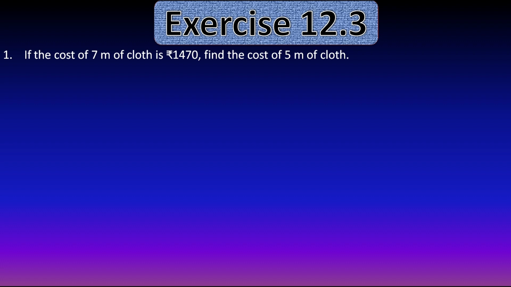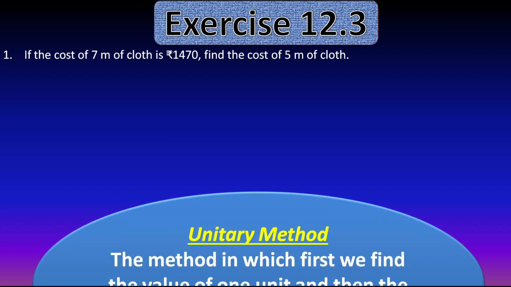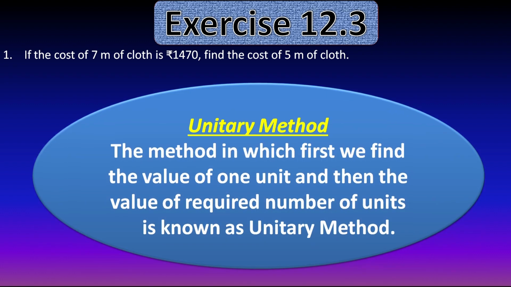Okay. So this type of method is called as unitary method. Here we are going to use the method known as unitary method. The method in which first we find the value of 1 unit. Just as I told you, we have to find the cost of 1 meter of cloth first. And then we can find out the cost of 5 meter of cloth. So same here, they are telling us the method in which first we find the value of 1 unit and then the value of required number of units is known as unitary method. Okay, just remember this and just try to solve this exercise.